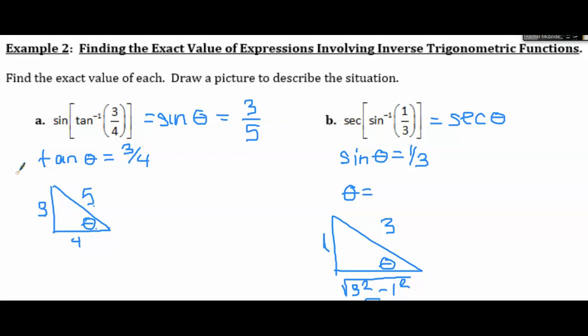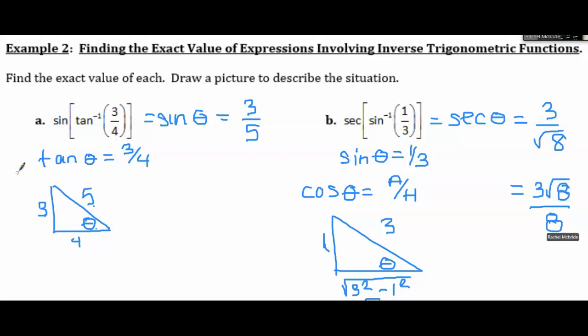So secant theta, well, cosine is adjacent over hypotenuse. So secant is its reciprocal. So it would be hypotenuse, which is 3, over adjacent, which is root 8. If this were a multiple choice question, they're never going to leave the square root of 8 in the denominator. So it would look like 3 square roots of 8 over 8, because you'd multiply by root 8 over root 8.